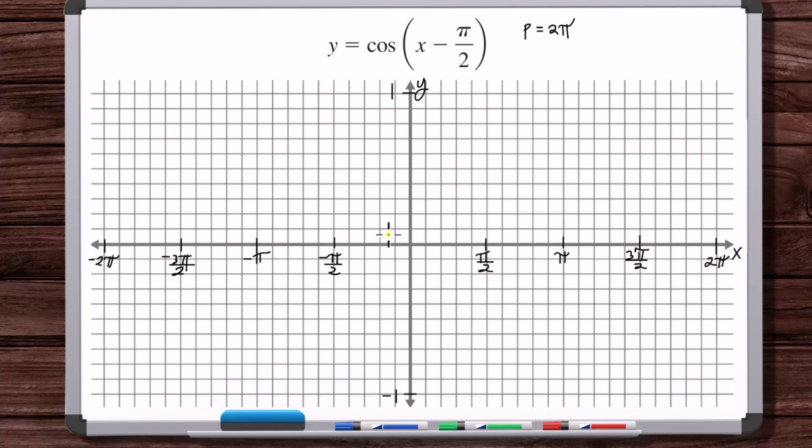Okay. So the new start point is pi over 2. We would be sketching from pi over 2 to 2 pi plus pi over 2, but that's off the graph. So instead we're going to say that pi over 2 is the end of the period, and we're going to start at -3 pi over 2. We're going to sketch the period from here to here. And all we're sketching is cosine x.